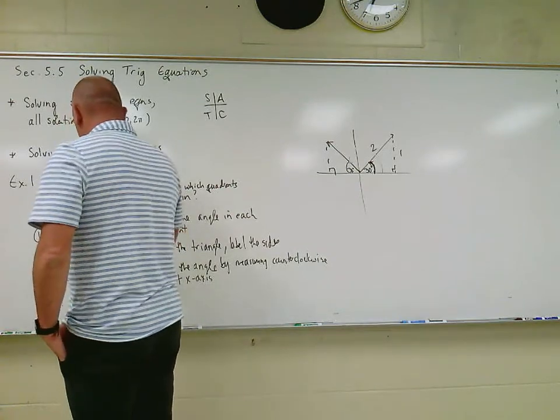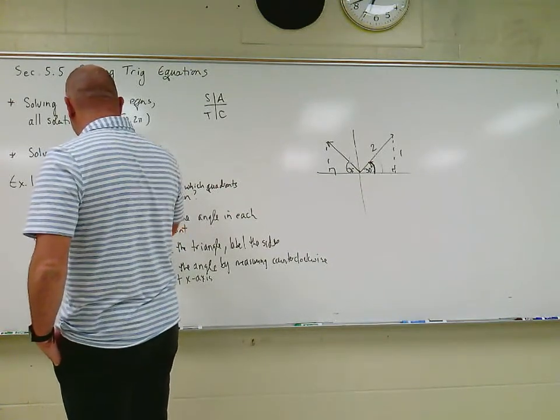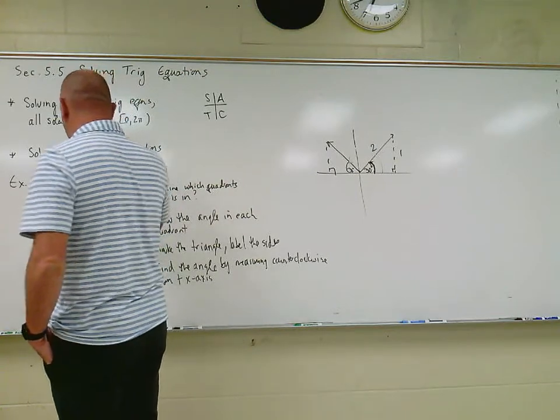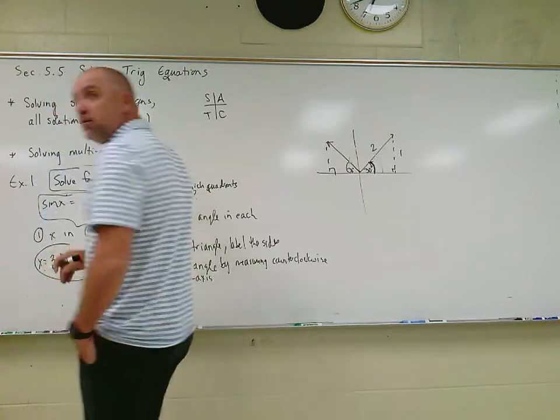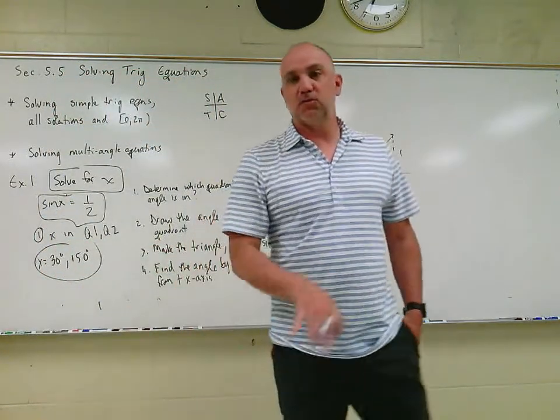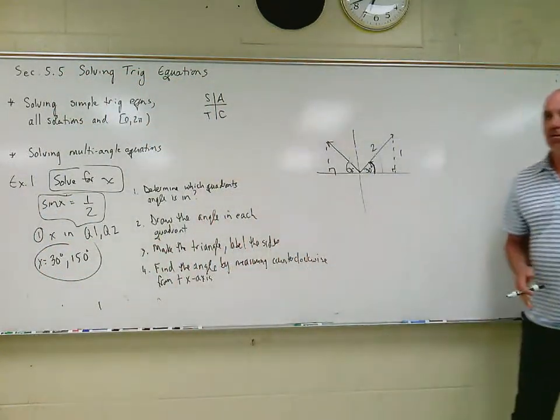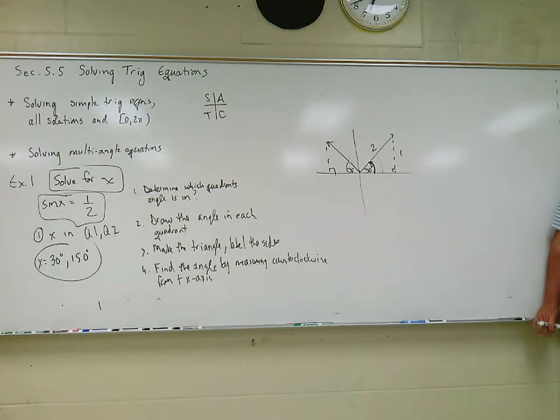And if this is the question, solve for x, sine of x is 1/2, and we put those two answers down, it's wrong. Go ahead and put them in radians, still wrong.